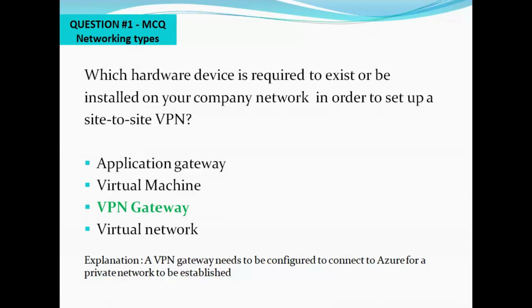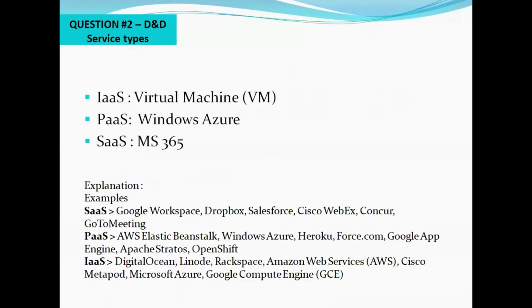We'll move on to the next question. This is a drag and drop question which I got in my real-time exam on the different types of services: IaaS, PaaS, SaaS. The example for IaaS is virtual machine. An example for PaaS is Windows Azure. An example for SaaS is MS 365. So these are the options given. I just dragged and matched against these questions.